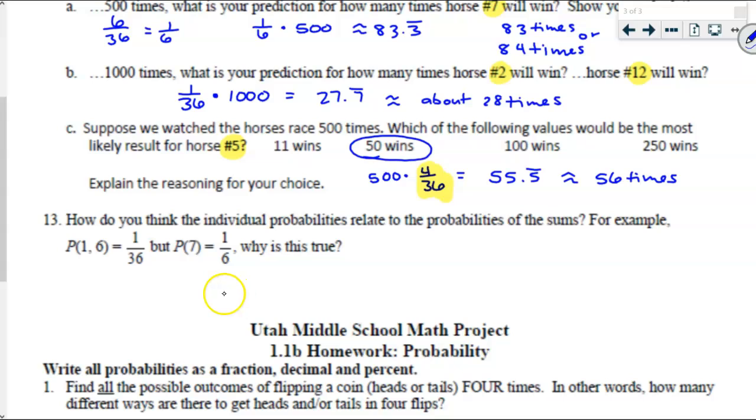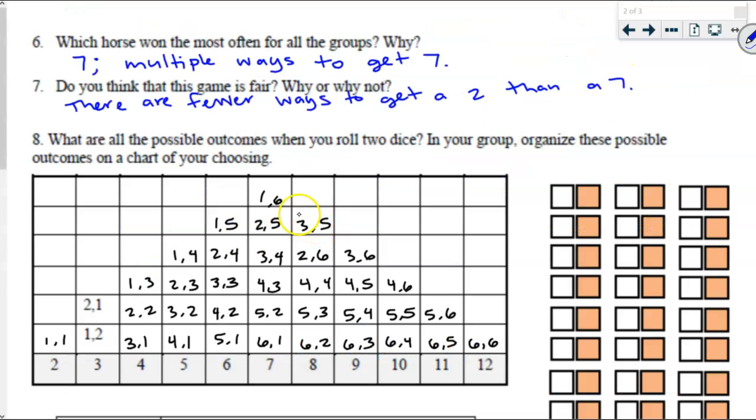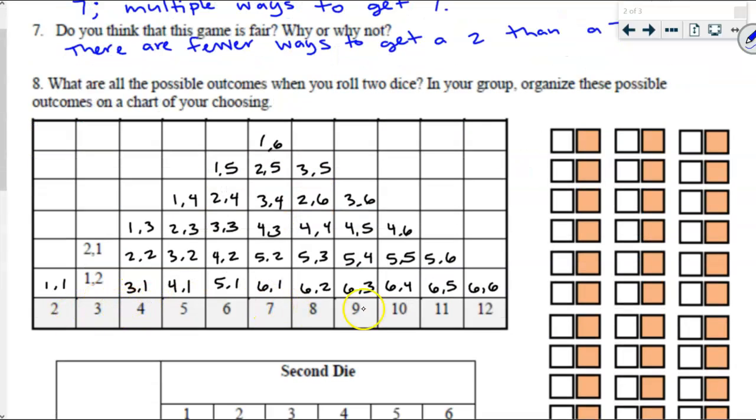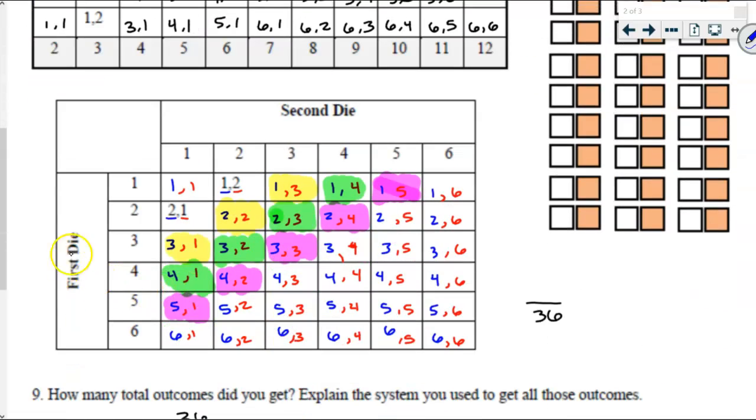Last one, and this is where our probability models are really going to be helpful here. How do you think individual probabilities relate to the probabilities of the sums? For example, the probability of rolling a 1 on the first die and a 6 on the second die is 1 out of 36. We can see that in our probability model. A 1 in the first die, where is it here? A 1 in the first die and a 6 in the second die. That happens just one time, 1 out of all 36.